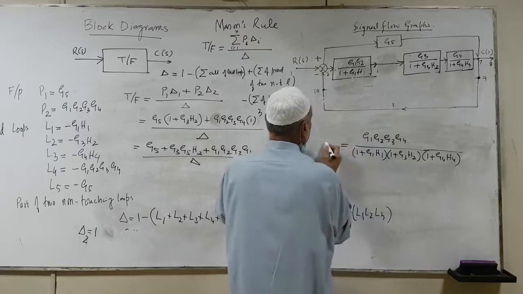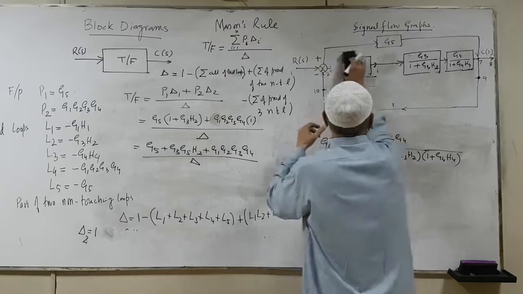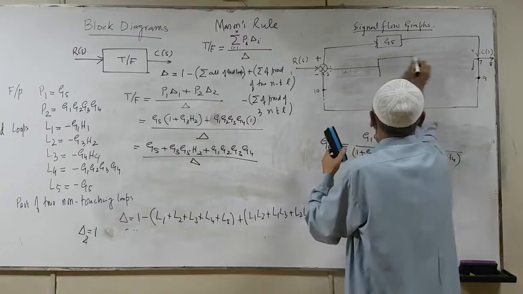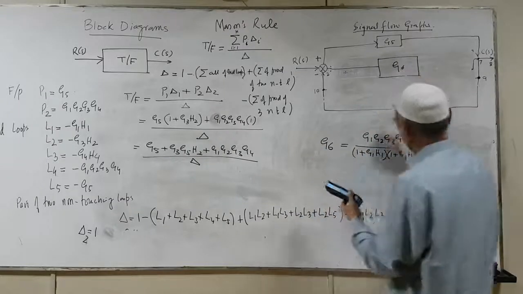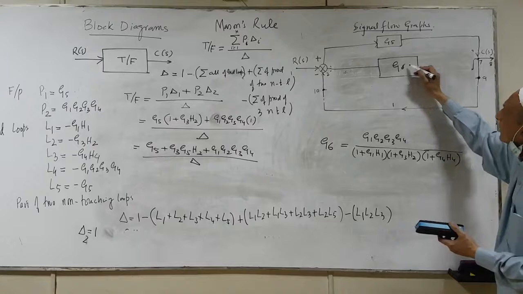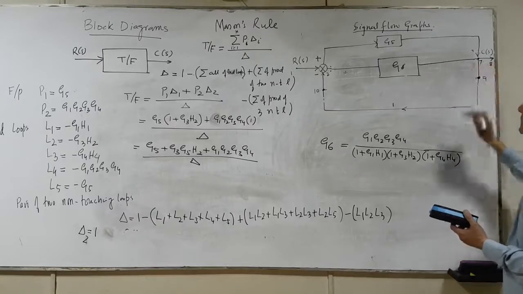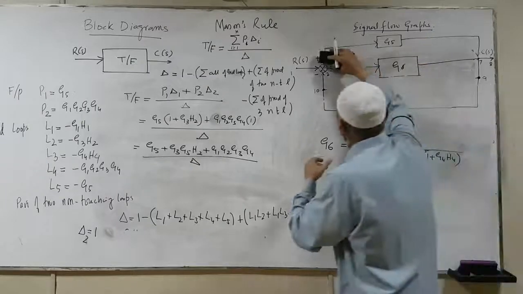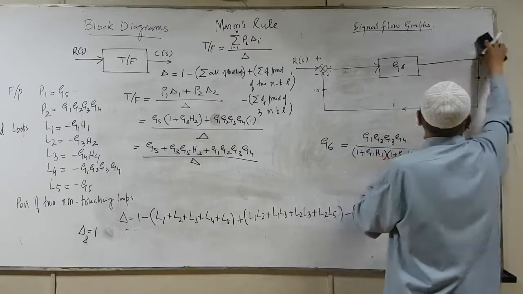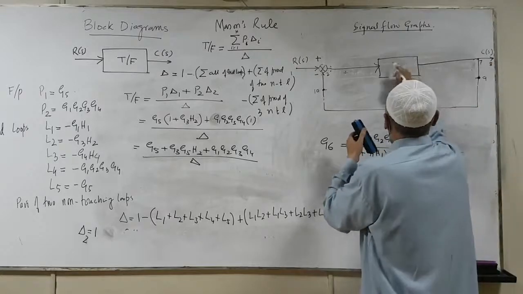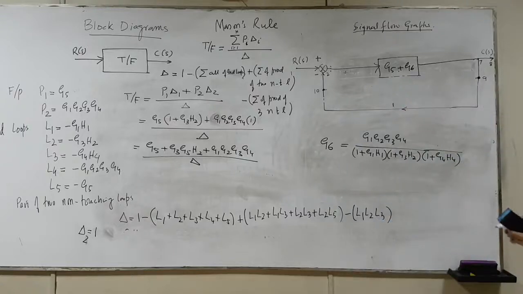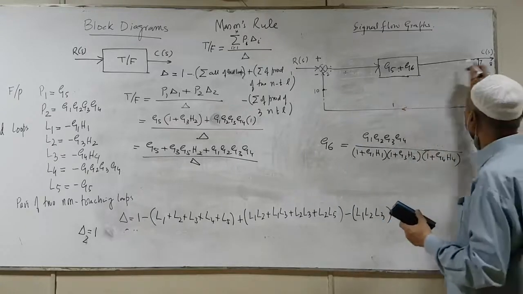So let's say this is G6. We replace these three blocks which are in cascade by a single block G6, whose transfer function is this. Now those two are in parallel. So we get rid of this one and simply add G5 plus G6 according to the parallel rule. This is in parallel. Now this forms a loop.